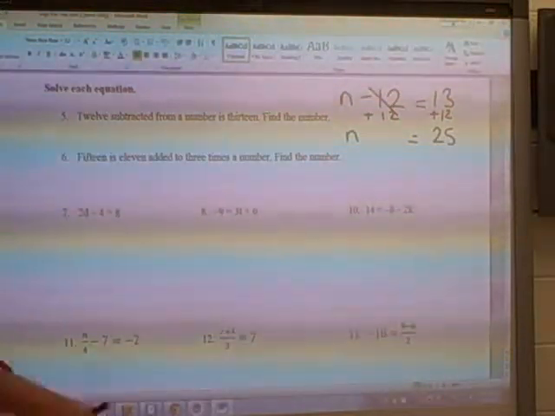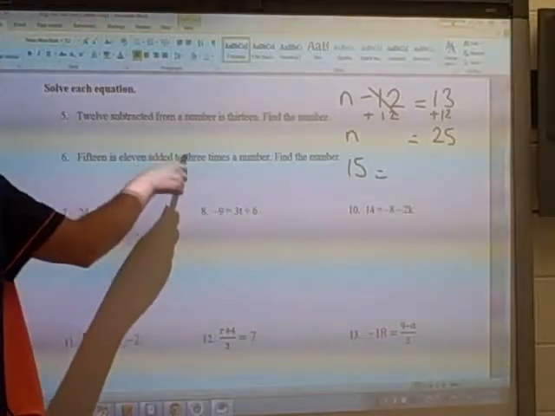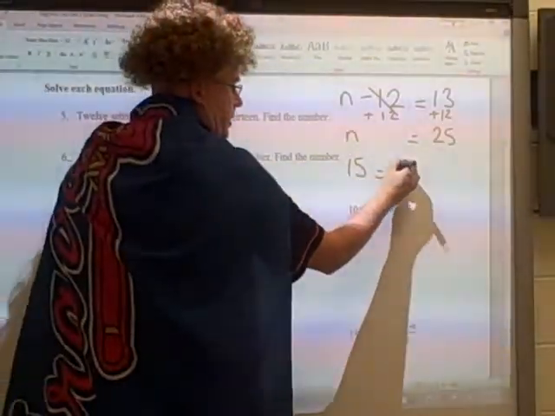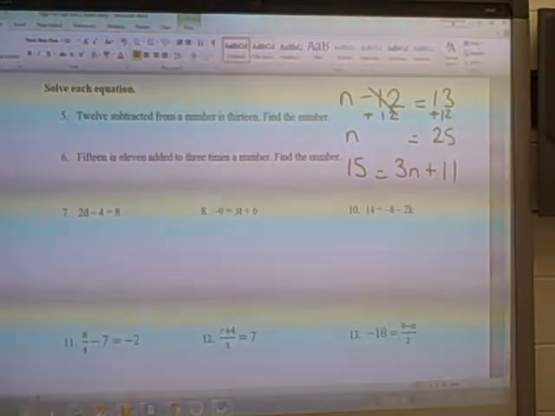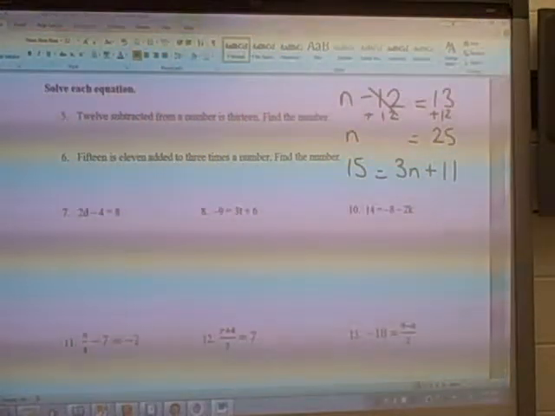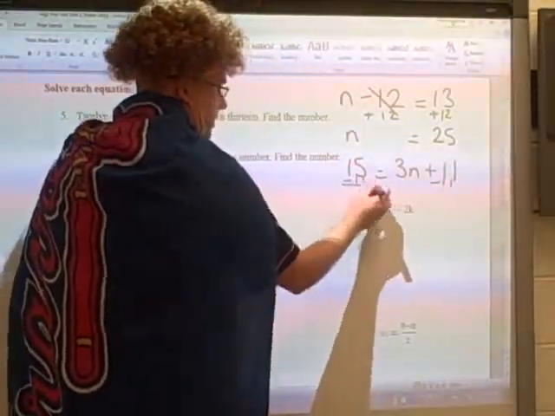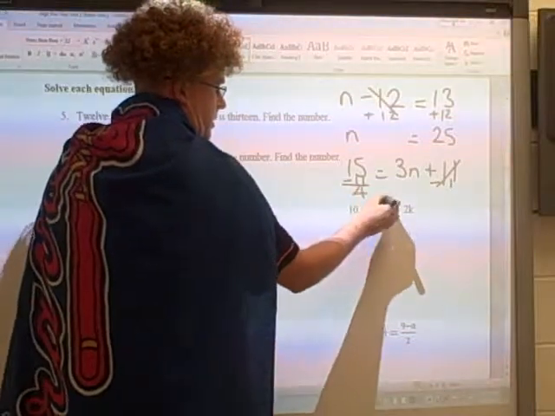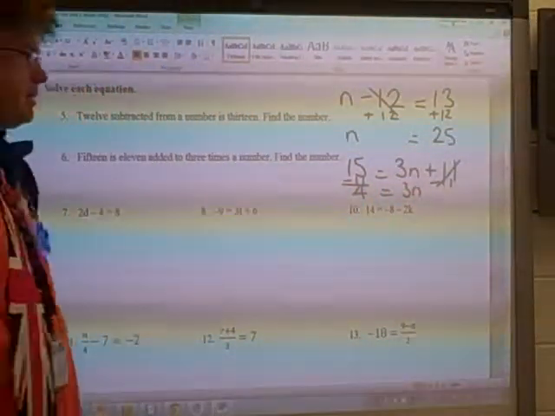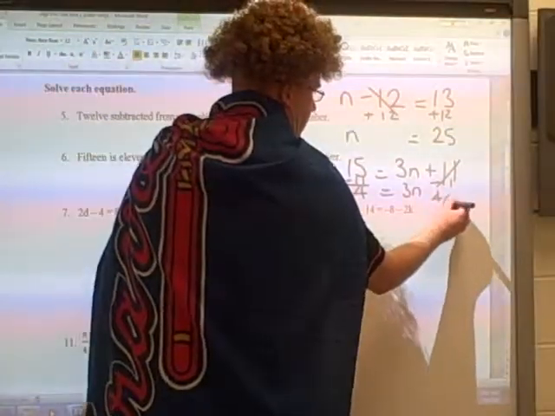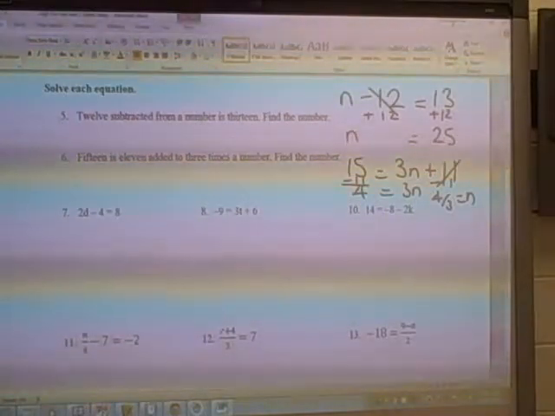15 is, so that suggests 15 equals 11 added to 3 times a number. So 3 times a number, and then added to 11. Or I guess we could have put 11 plus 3n, same thing. And then we're going to solve this one. So if I subtract 11 from both sides, that cancels, and I get 3n equals 4, and then if we divide both sides by 3, then we'll have 4/3 equals n, or n equals 4/3, I guess, simply enough.